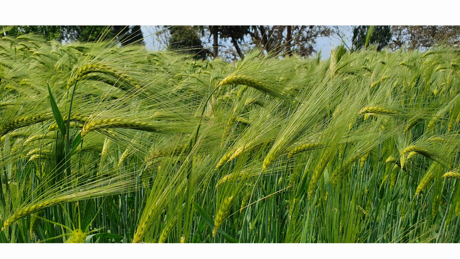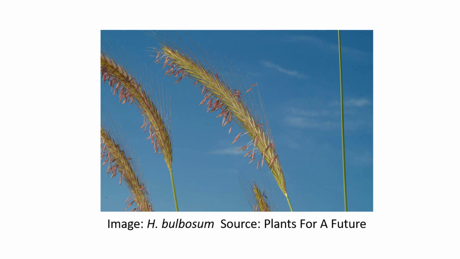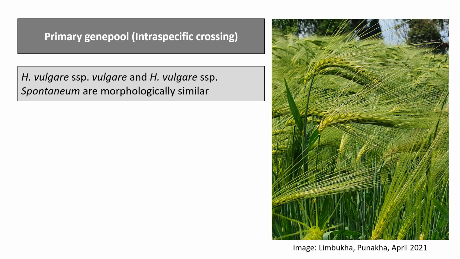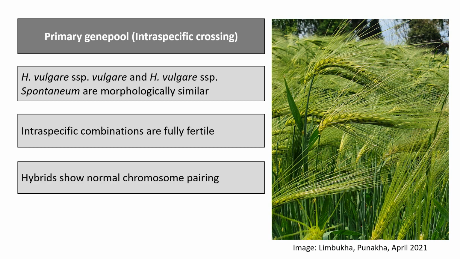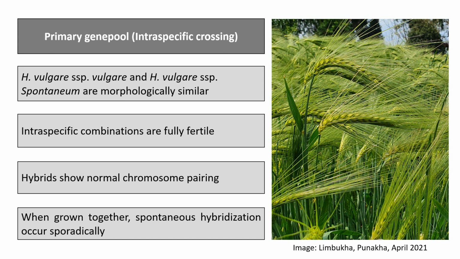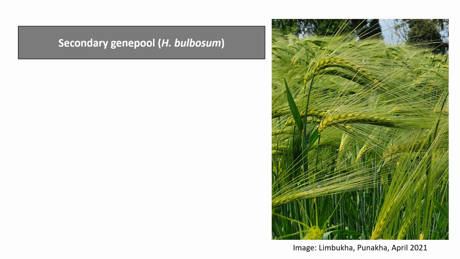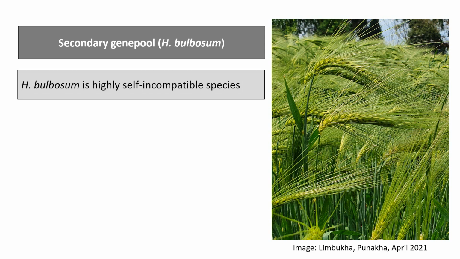There are three gene pools in the genus Hordeum: primary, secondary, and tertiary. Primary gene pool, that is Hordeum vulgare subspecies spontaneum, has no cross-ability barriers with the cultivated variety, subspecies vulgare, due to their astounding morphological similarities. Since the crossing is between the same species, hybrids are fully fertile with normal chromosome pairing, which means they are capable of producing seeds. When these two species are grown together, spontaneous or natural hybridization occurs sporadically or occasionally. This gene pool has been primarily used to develop or improve disease resistance and abiotic stress tolerance in the barley crop.